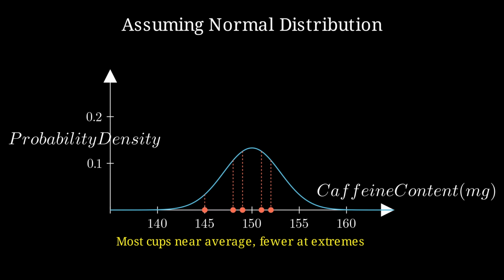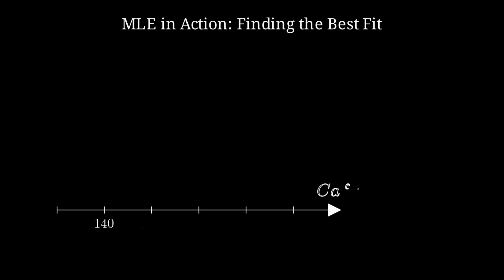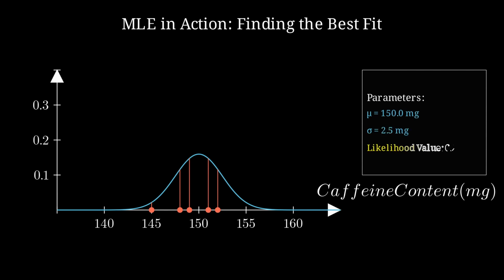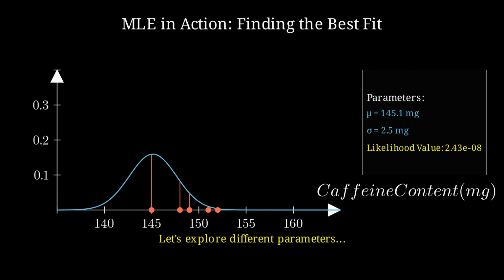MLE works by asking, given these measurements, what average caffeine content would make these exact results most likely? It does this by adjusting the parameters, in this case, the mean and variance of our normal distribution, until it finds the values that maximize the likelihood of observing our data.